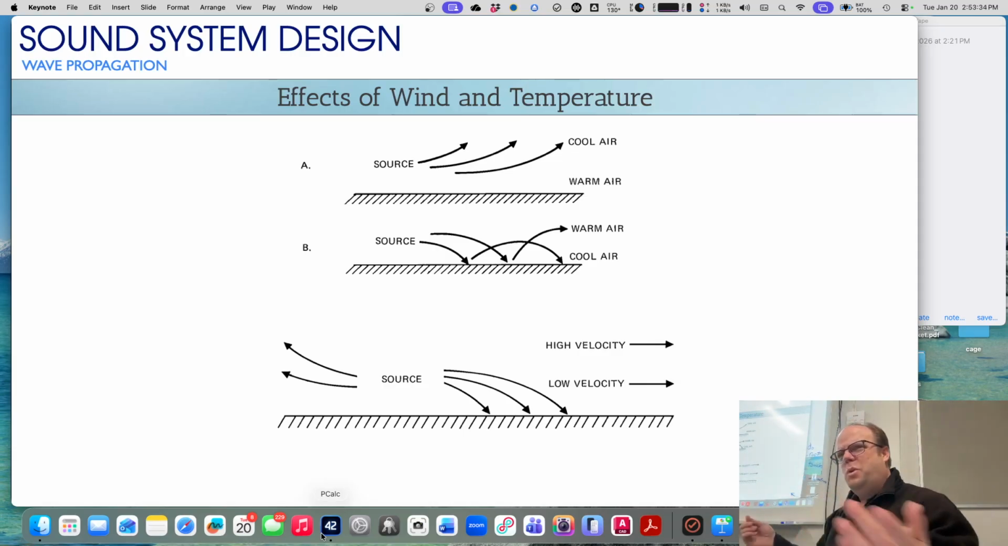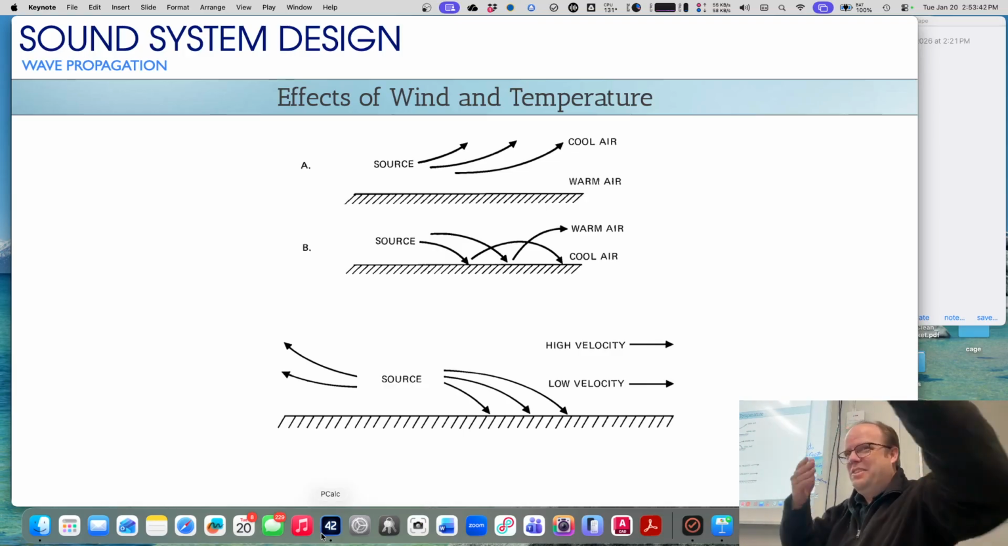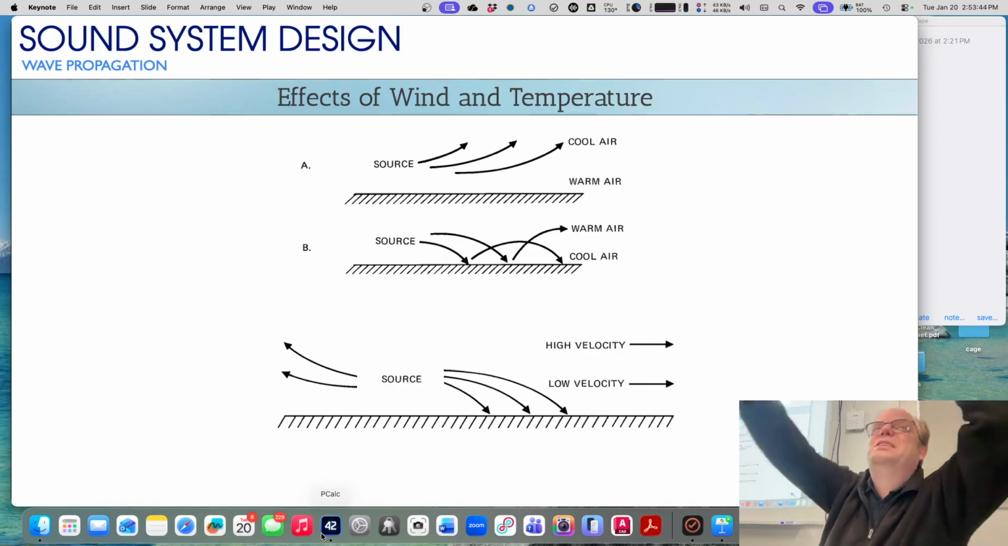And so it sounds quieter. Beginning of the show, you're like, it sounds quieter. Why does it sound quieter? The temperature's changed pretty dramatically, and this gradient makes the wave drift up.